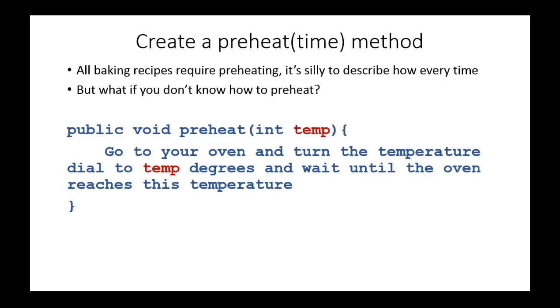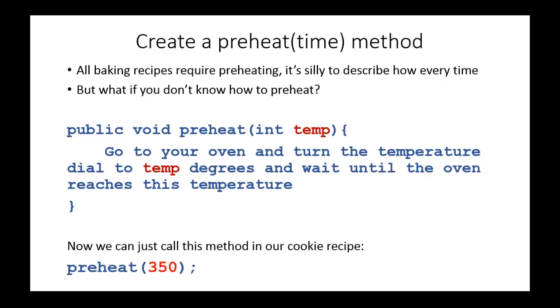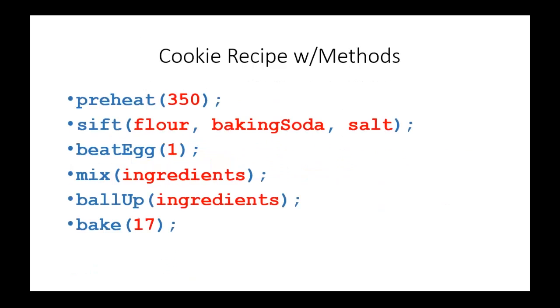So now, if we did this, in our recipe we can just say preheat 350. And if you refer to this method, then you'll know what's going on. And now if we did that with all our other steps, we could create a recipe which is the same as the first recipe that looks more like this. So it's a bunch of method calls, right? Preheat, sift, beat egg, mix, ball up, bake. Just like that. So this is, for one, more readable probably, right, than that massive block of English.